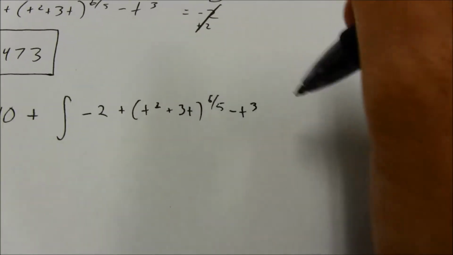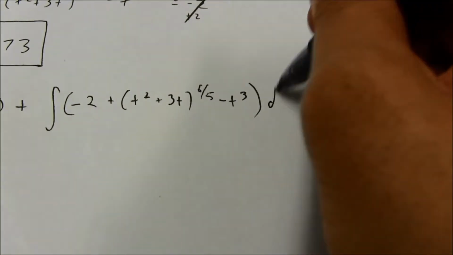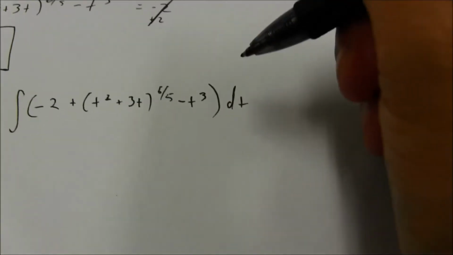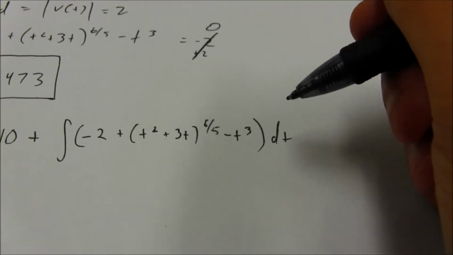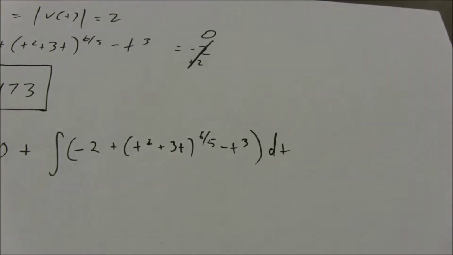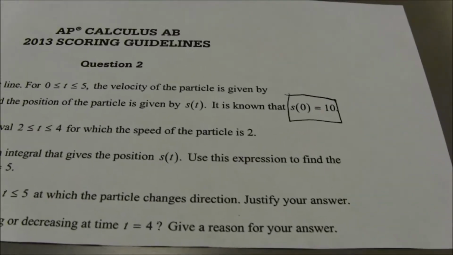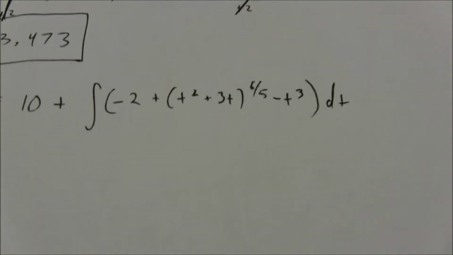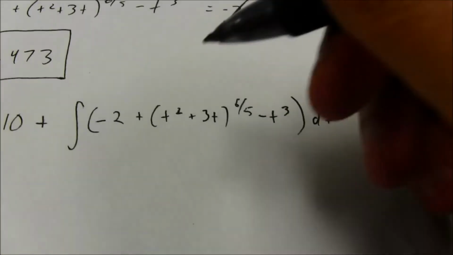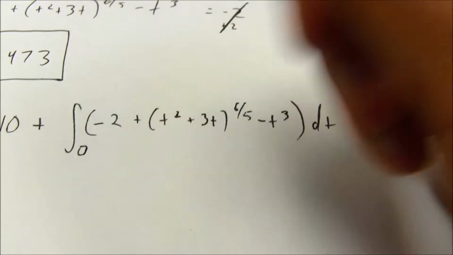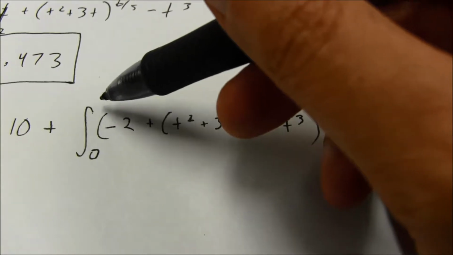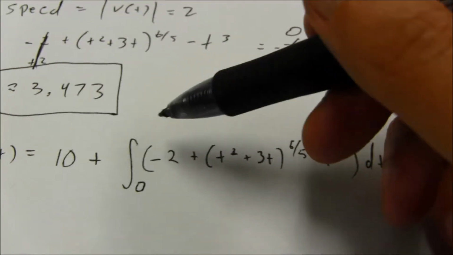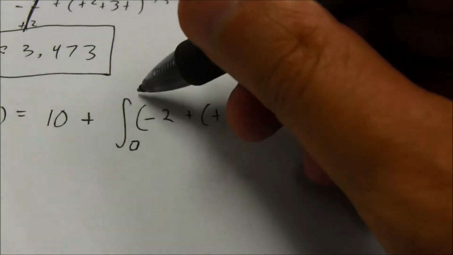It would probably be a little more readable if I had just written v of t, but anyway, I have that. This is all going to be in terms of t, and they want me to write an equation that gives the position s of t. So my variable is going to be t. My integral bounds start at 0, because that's where my initial value was, and go to whatever time I want to use. They told me to call that t as my input. It's s of t, so I'm going to make that a t.